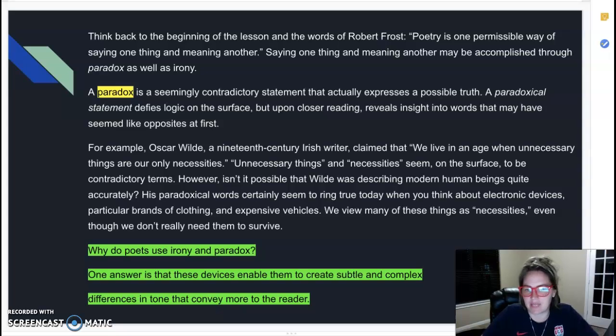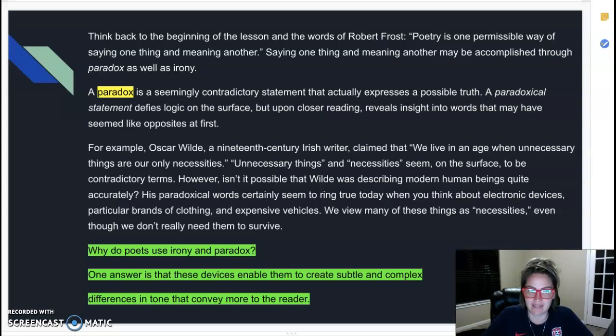Think back to the beginning of part 1 when we did our introduction to irony. I mentioned that Robert Frost once said that poetry is one permissible way of saying one thing and meaning another. Saying one thing and meaning another may be accomplished through paradox as well as irony. So you'll want to write this part down.